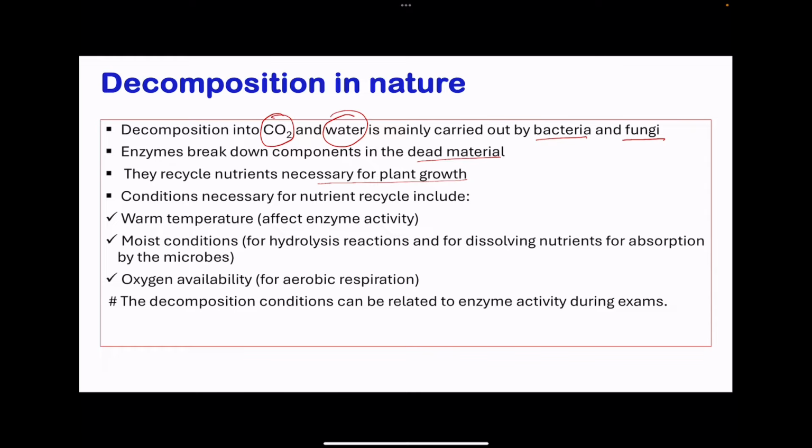For this decomposition to occur, there are some conditions that have to be fulfilled. The first one is we need warm temperature because the decomposition is going to be enzyme controlled. Also, water is required because these decomposition reactions are hydrolysis reactions, and the nutrients that are broken down need to be dissolved in order to be absorbed by the microorganisms. Also, oxygen could be available for organisms that carry out aerobic respiration.